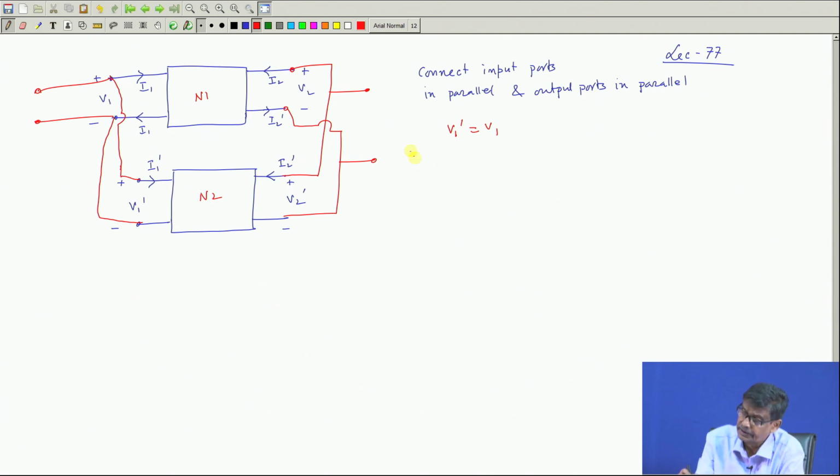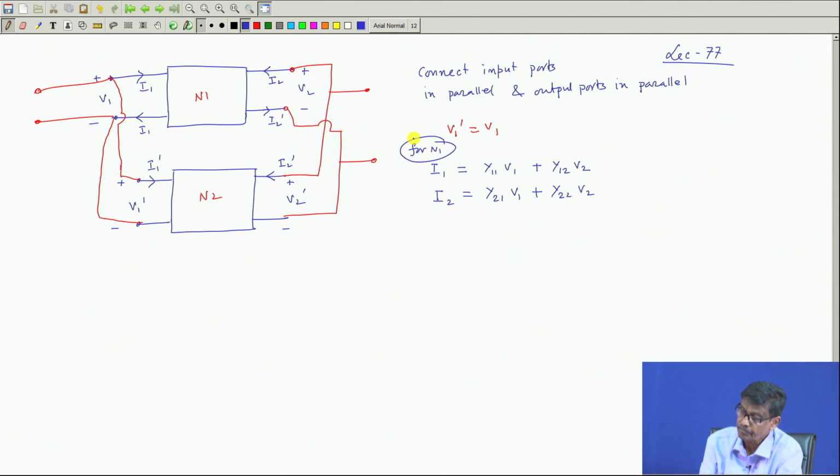So, first of all, I write down the equations in terms of admittance parameters. For this two port network, I 1 is equal to y 1 1 V 1 plus y 1 2 V 2, and I 2 is equal to y 2 1 V 1 plus y 2 2 into V 2. These are the basic equations for network 1.